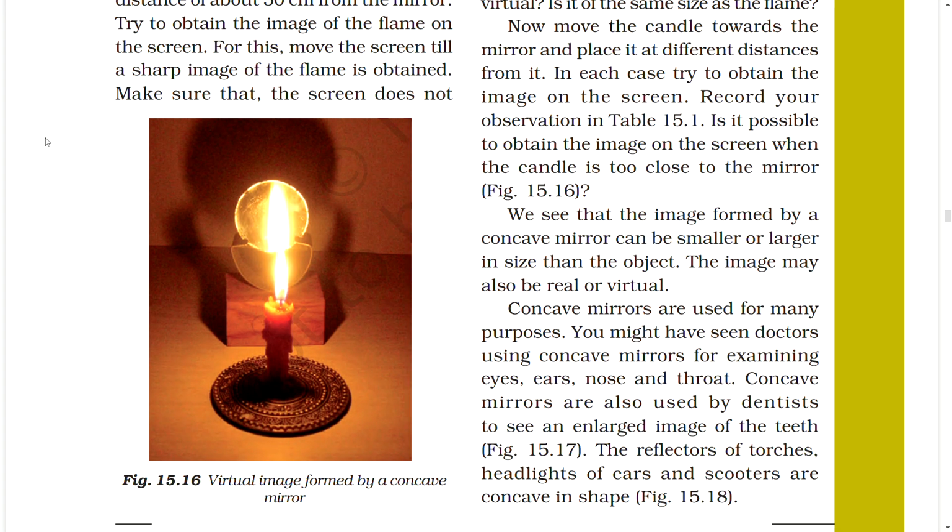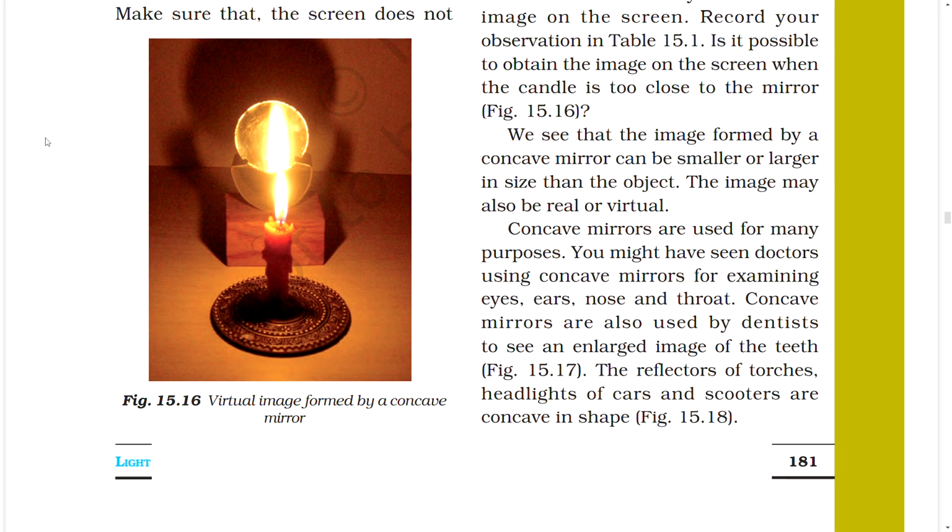We see that the image formed by a concave mirror can be smaller or larger in size than the object. The image may also be real or virtual. Concave mirrors are used for many purposes. You might have seen doctors using concave mirrors for examining eyes, ears, nose, and throat. Concave mirrors are also used by dentists to see an enlarged image of the teeth. The reflectors of torches and headlights of cars and scooters are concave in shape.